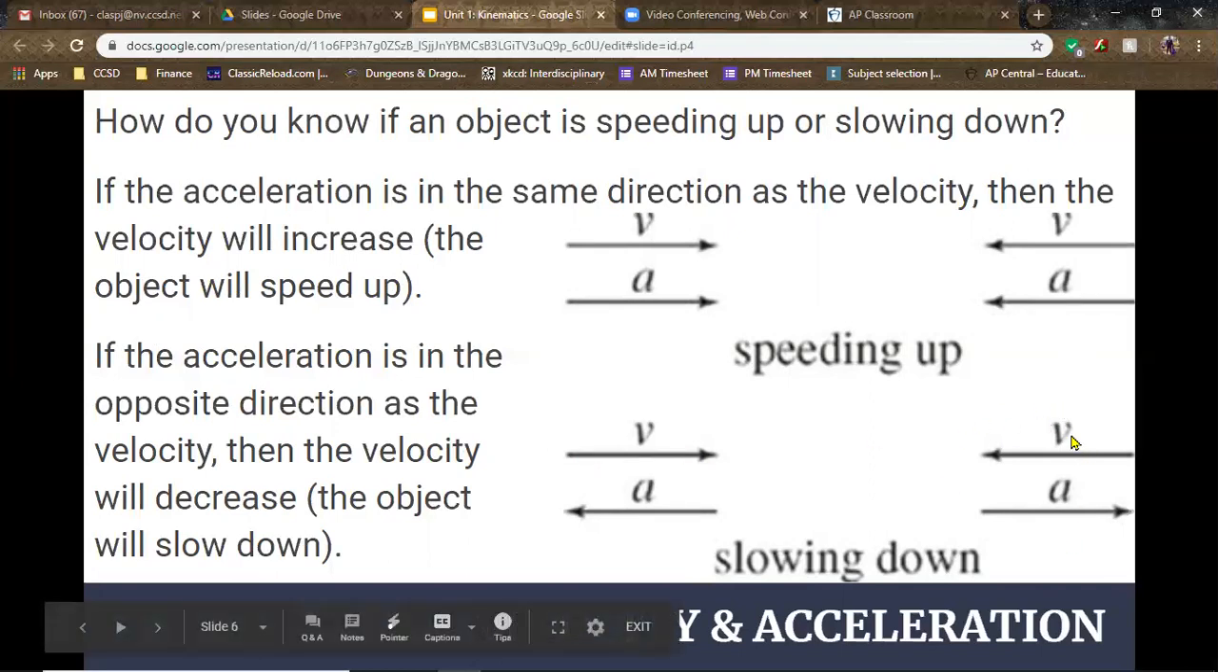Situation two, velocity is going to the left in the negative x direction, and acceleration is going to the right, positive x direction. They are still in opposite directions. So again, the object would be slowing down. Velocity would still be in the negative x direction. It would still be to the left. However, it would be getting smaller and smaller and closer until eventually it gets to zero and it's not moving anymore. So keep that in mind. That's what we want to look for. Same direction, speeding up. Opposite direction, slowing down.